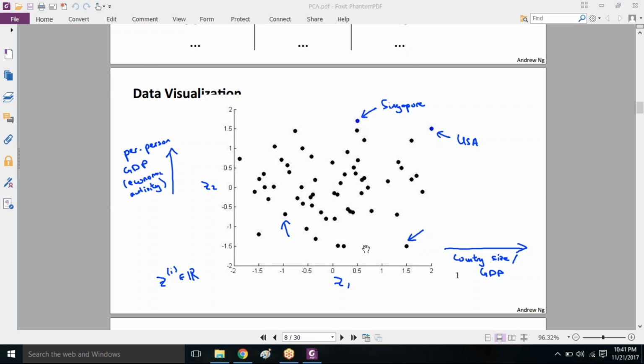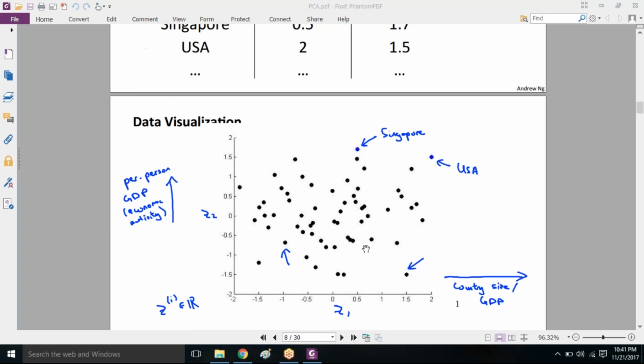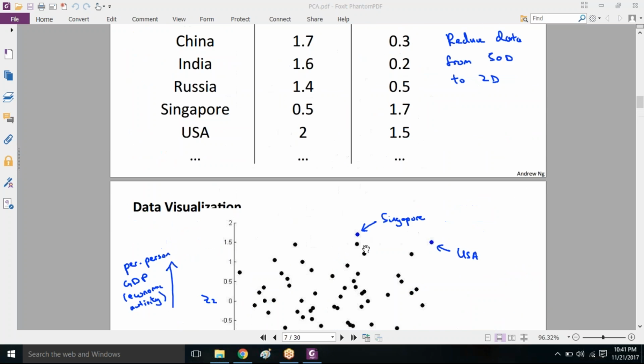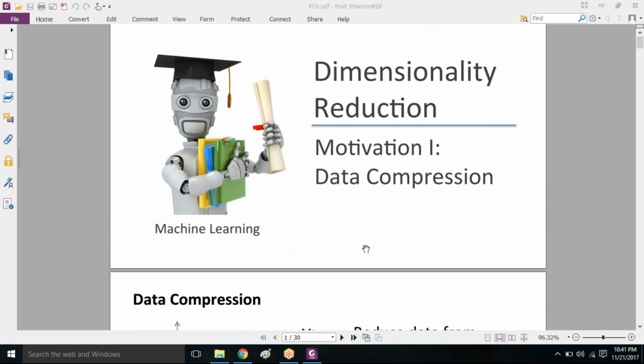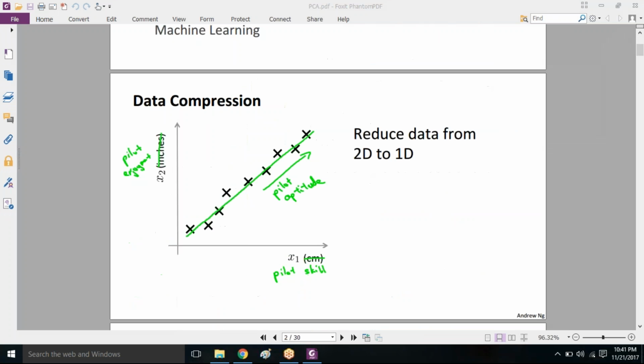So one motivation is visualization. Another motivation is data compression. So let us see the slides. See, this is 2D, right? This is pilot skills and pilot enjoyment. This is the data, 2D data.